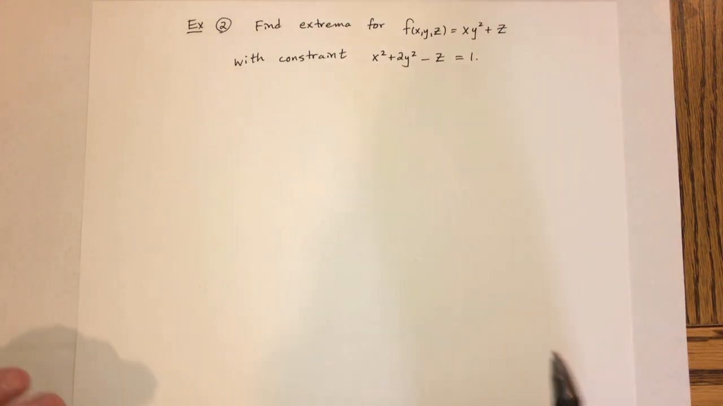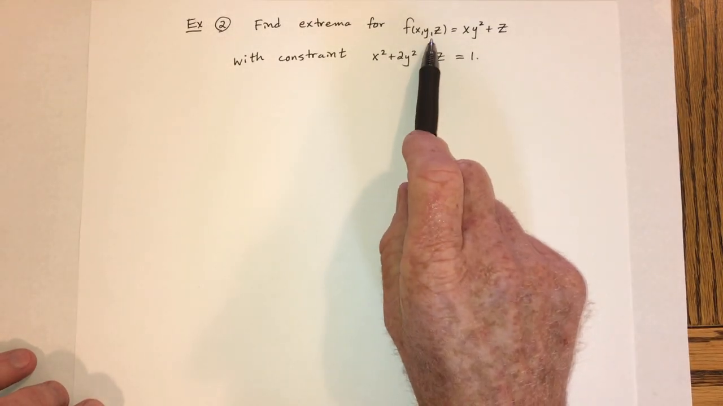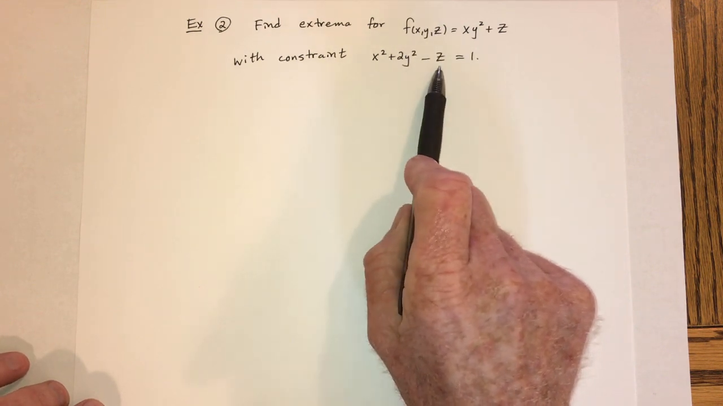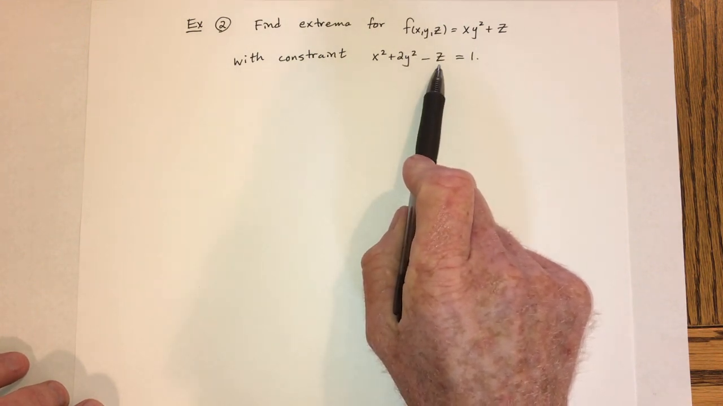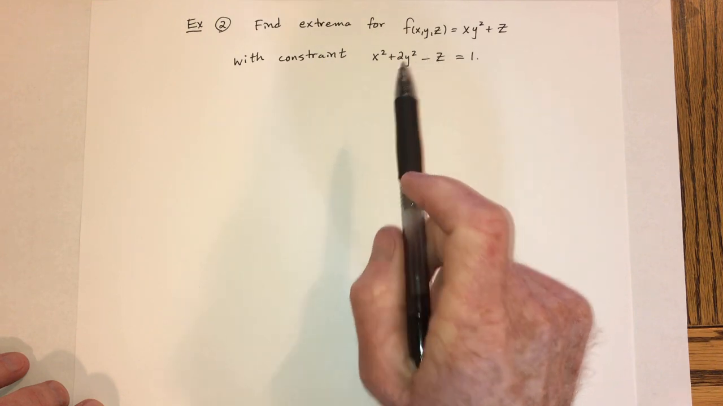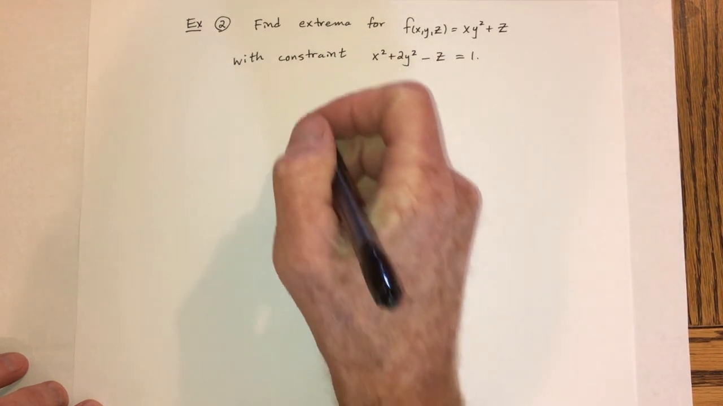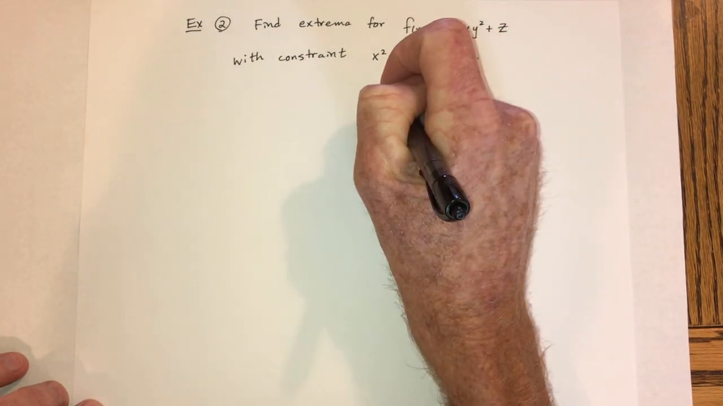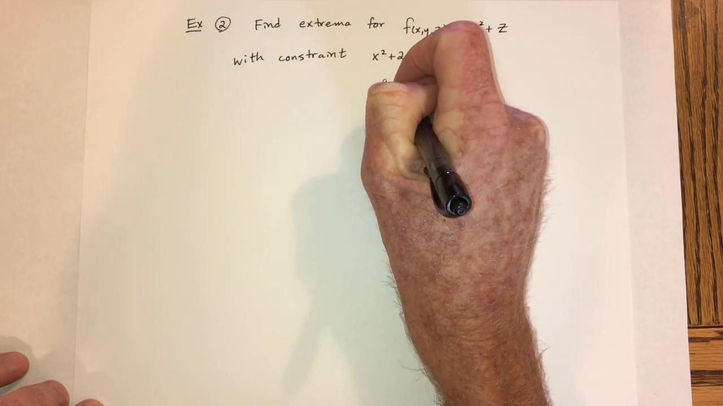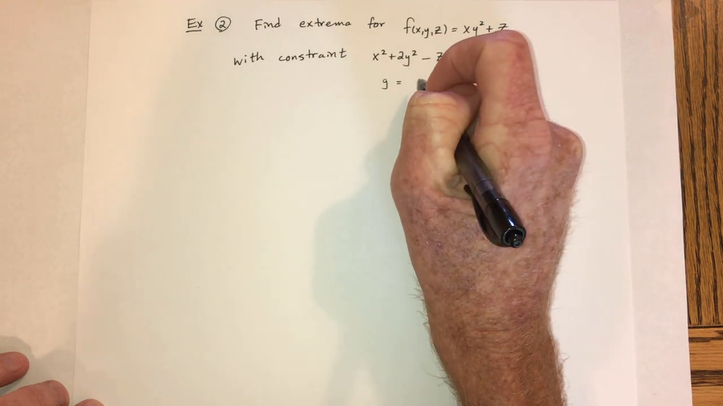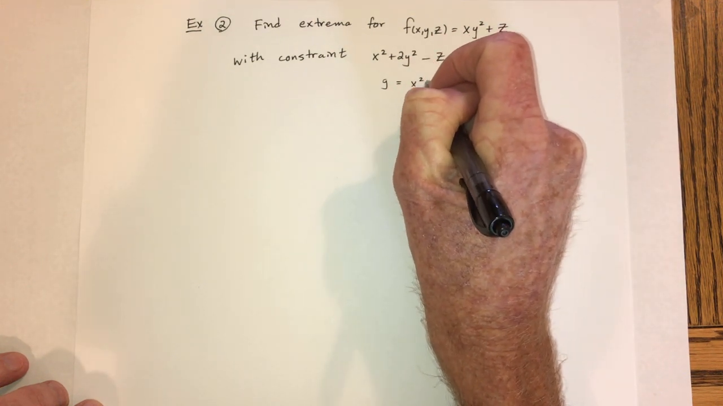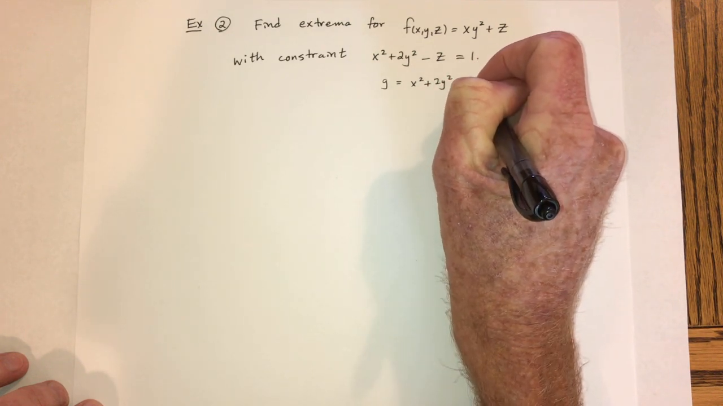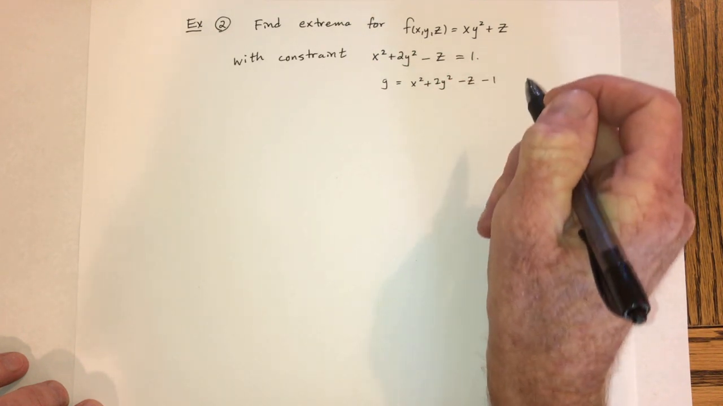And now for example number 2. Notice that this one is a function of 3 variables. So we're going to need to do the partial derivatives with respect to x, y, and z. This one is supposed to be put equal to 0, so the g function is going to be x squared plus 2y squared minus z minus 1.